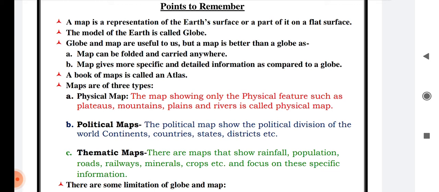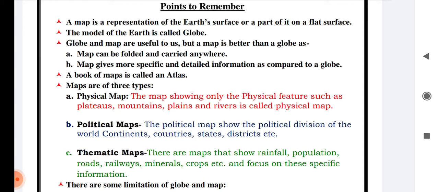Now let us know what the definition of a map is. A map is a representation of the Earth's surface or a part of it on a flat surface. I am repeating once again, a map is a representation of the Earth's surface or a part of it on a flat surface. Whereas, what is a globe? The model of the Earth is called a globe. Then why are globe and map useful to us?